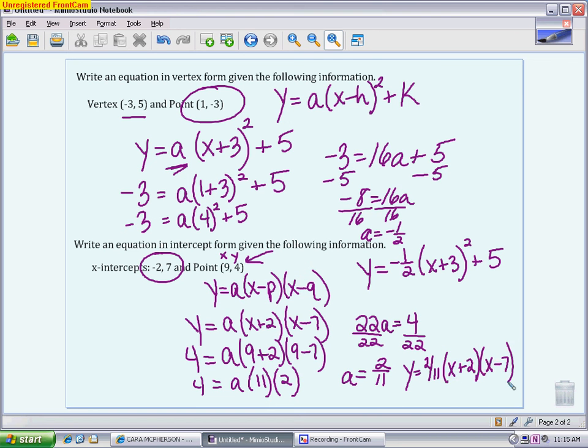And again, a great way to check your work, especially when you have that calculator sitting on your desk. Graph the equation, y equals 2/11 (x plus 2)(x minus 7), and make sure it has the correct intercepts. Make sure it really does go through the x-axis at -2 and at 7, and make sure it also contains the point (9, 4). So it gives you a way for all of these modeling problems to check your work and see if your answer makes sense.